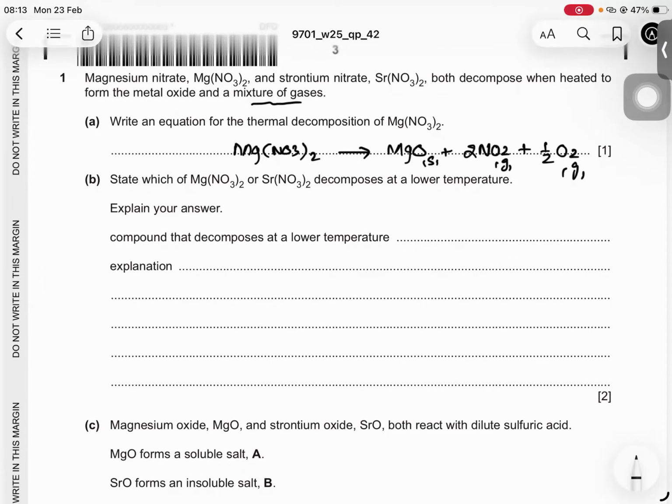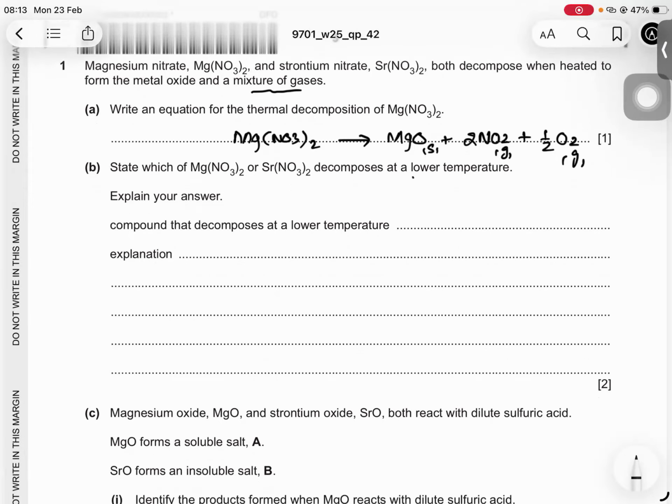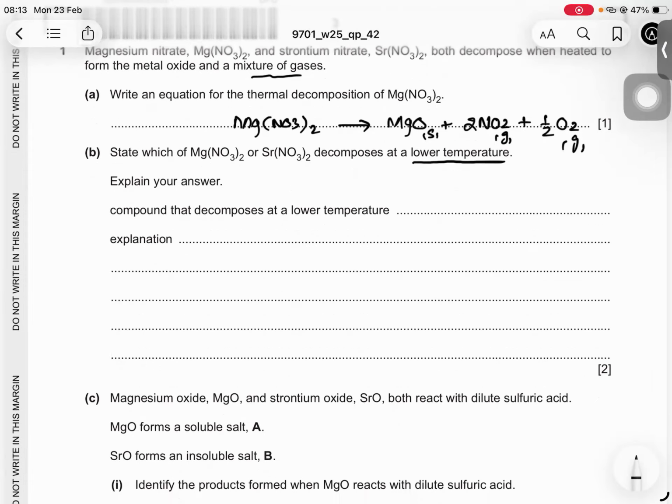State which of magnesium nitrate and strontium nitrate decomposes at the lower temperature. Explain your answer. What is the compound that decomposes at the lower temperature? That is magnesium nitrate, because it is less stable.